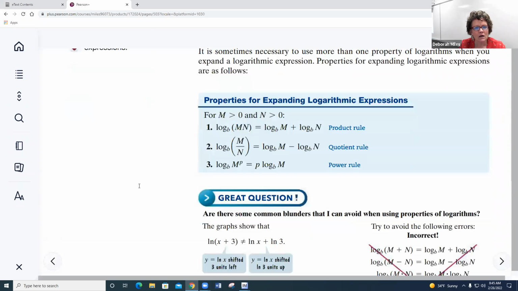Properties for expanding logarithmic expressions. Those are the three rules we just talked about. Those are the rules we'll use: the product rule, the quotient rule, and the power rule.